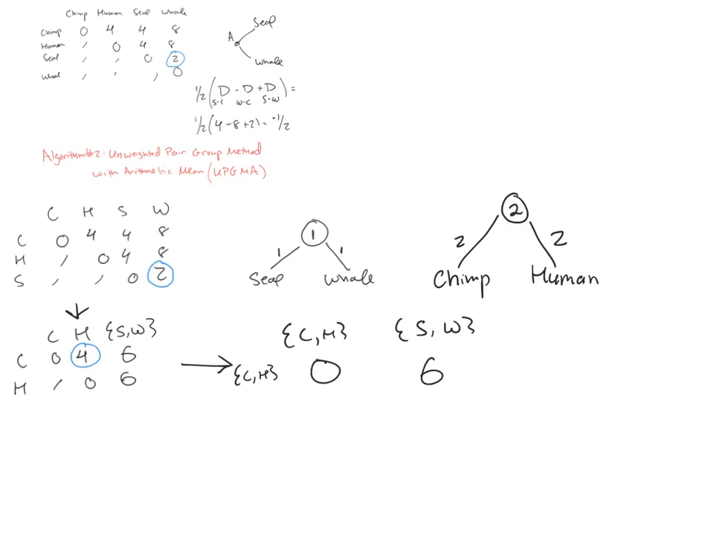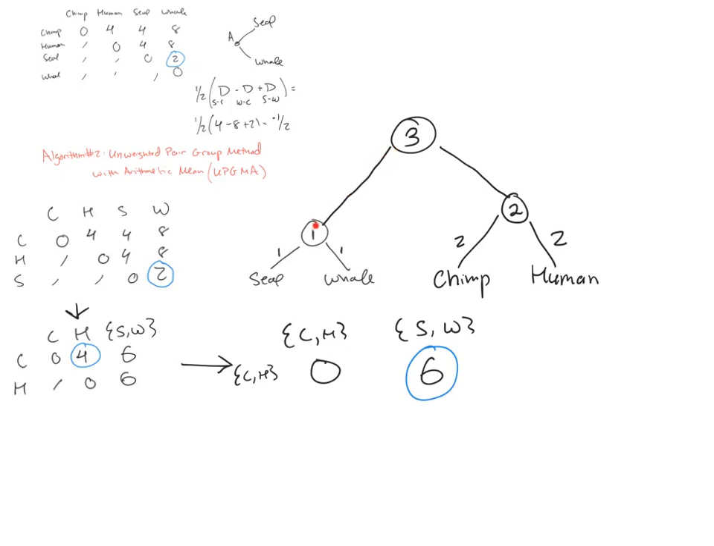And now we do the same thing on this new matrix. So here's the smallest value, 6, and that's going to connect the seal and whale and chimp and human clusters. So it's going to connect these here. And this is 6, so this root right here is going to be 3 away from all of the leaves. So notice previously we just split this, but this is not going to be 1/2 and 1/2 because this is 3 away from a leaf.